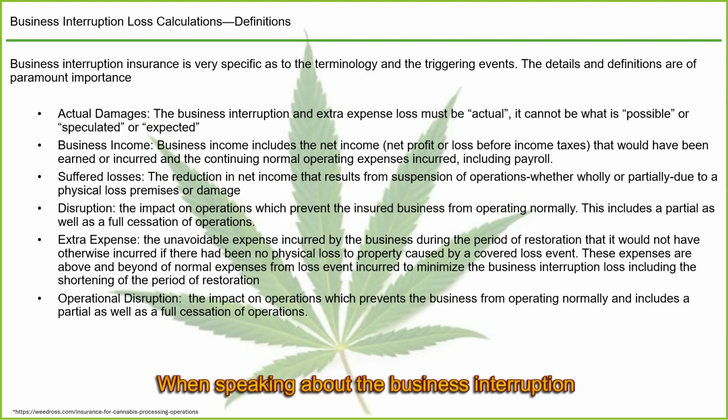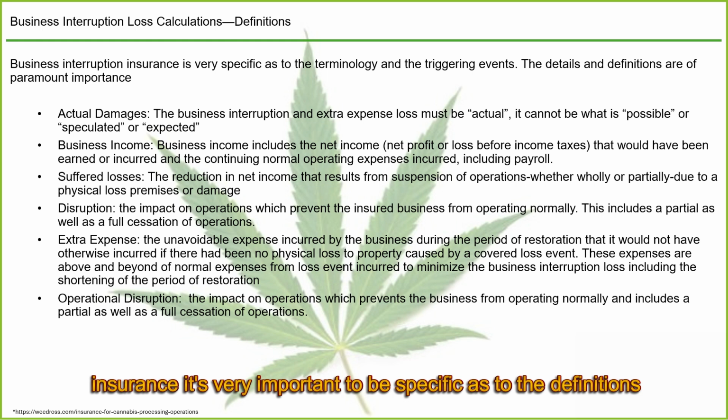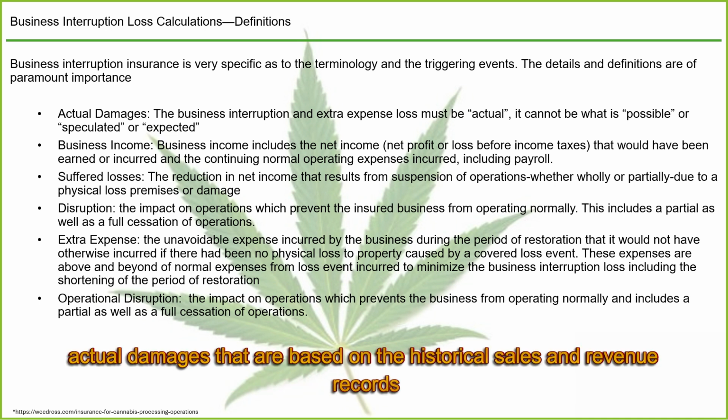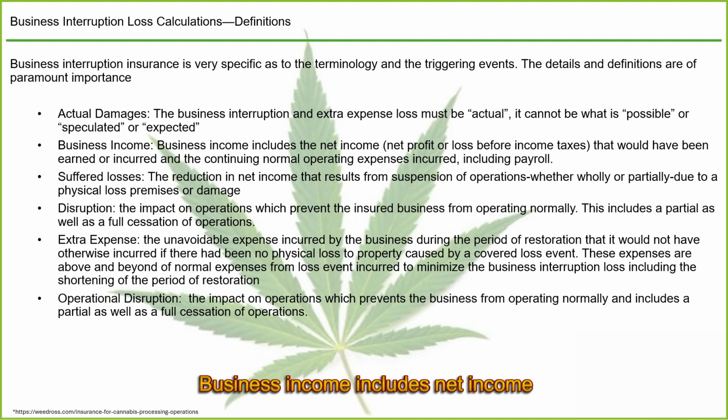When speaking about the business interruption insurance, it's very important to be specific as to the definitions. So actual damages refer to the actual suffered damages. Not possible damages, not speculated damages or expected damages, but actual damages that are based on the historical sales and revenue records. Business income includes net income, net profit, or losses before income taxes that would have been earned or incurred had there been no loss qualifying event. Suffered losses refers to the actual reduction in net income that results from the suspension of operations, partially or wholly, due to the loss qualifying event.